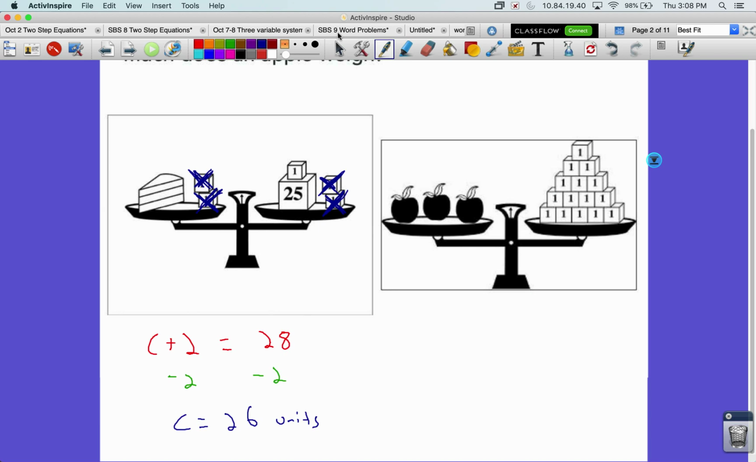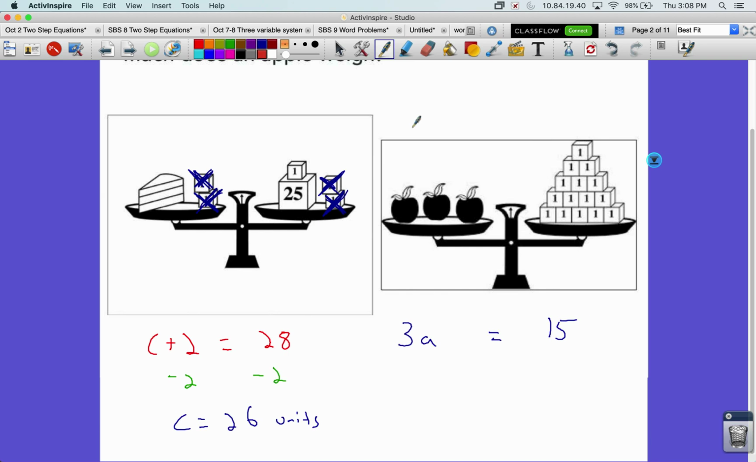Alright, can you write an equation for this scale? So we need a variable to represent the apples. There are 3 of them, so whatever the weight of the apple is, it's going to be multiplied by 3. So I'll just do 3a equals, now we've got to add these up. I believe there are 15 here, so 9, 10, 11, 12, 13, 14, 15.